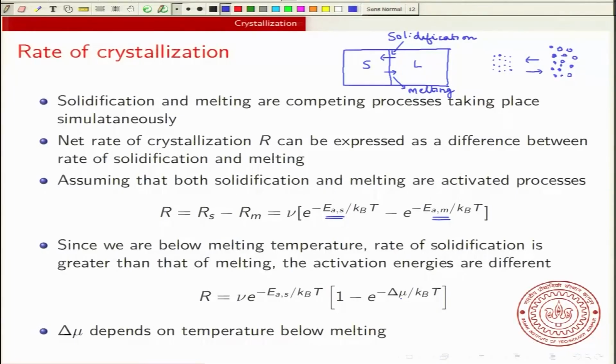Now, I should mention that the nu is a prefactor, and this is a very typical kinetic expression for any activated process. So the first term, if you look at it, is nu multiplied by e to the minus Es by kBT. This is an Arrhenius like expression. Okay. So this whole thing is an Arrhenius like expression.